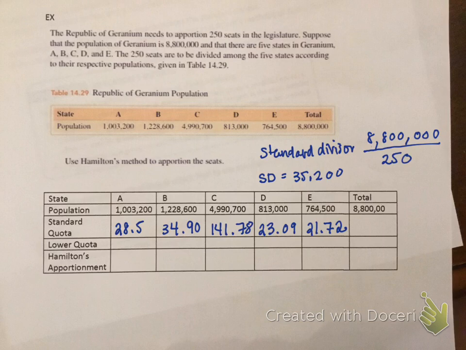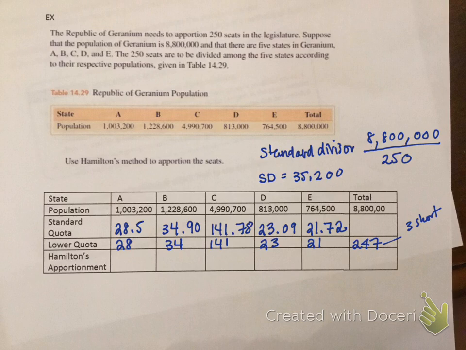Now what I'm going to do is find the lower quota. So remember, you just round down. So I get 28, 34, 141, 23, and 21. And if I add those up, because I need to, I see I have 247. I am 3 short. And by the way, using Hamilton's method doesn't necessarily mean you're going to be 3 short. It just happened in these two problems that you were 3 seats short.